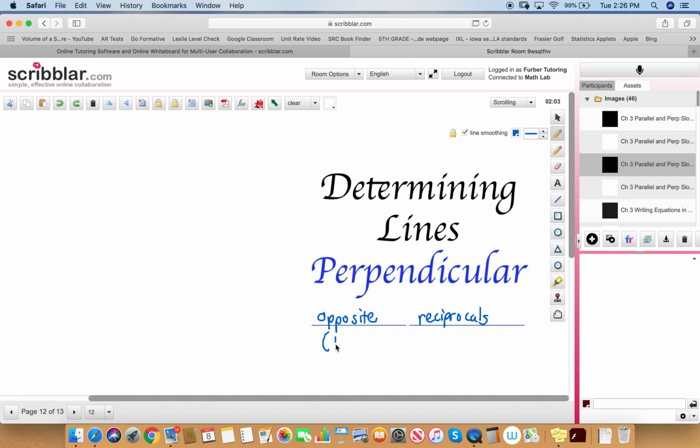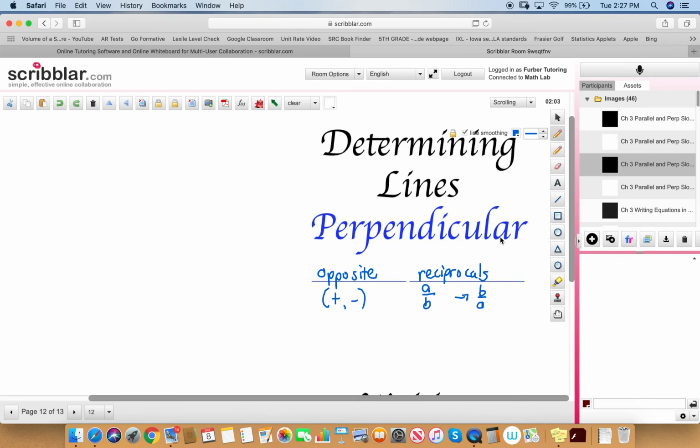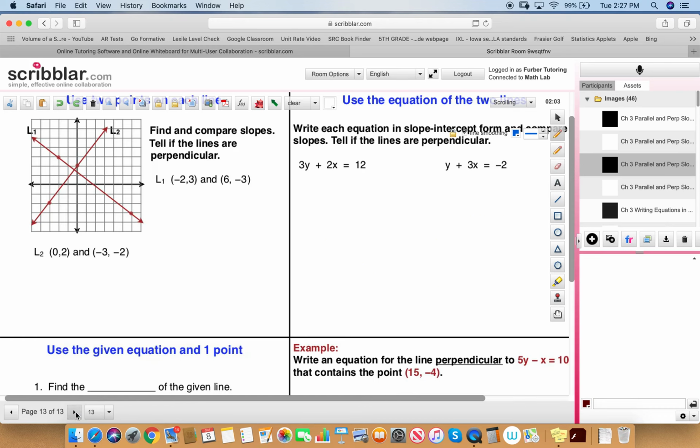By opposite, I mean that one is positive and one is negative, okay? And by reciprocals, I mean that we reverse the numerator and the denominator. So both of these will be true, okay? So let's look at how we can determine if two lines are perpendicular.